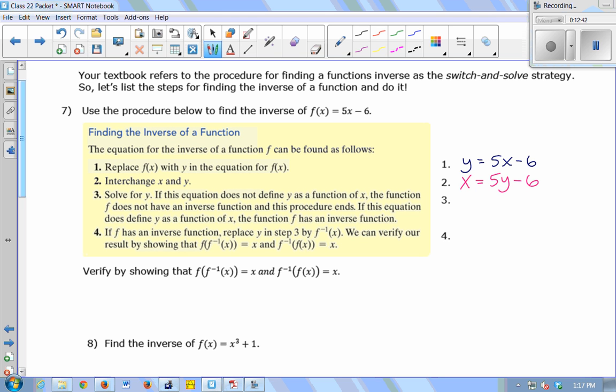If this equation doesn't define y as a function of x, then f does not have an inverse function and we stop here. But in this case, we can solve for y as a function of x, no problem.